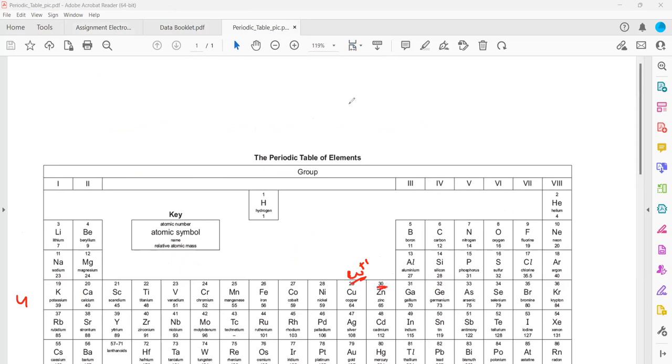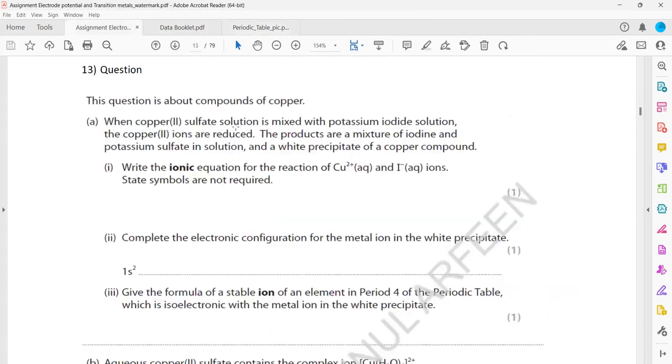Zinc atom has 30 electrons. But when a zinc atom loses 2 electrons, it turns into a stable zinc ion. How many electrons will it have? Zinc has 30, but the zinc ion will have 28 because it lost 2. So which ion has the same electronic structure as copper +1, with 28 electrons? You will mention here Zn2+.